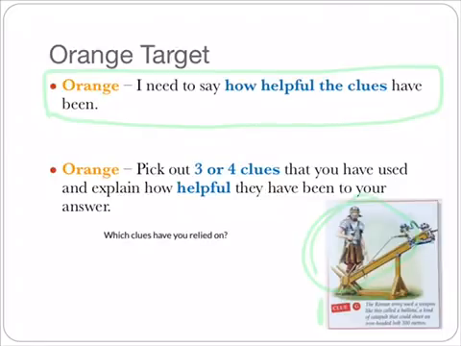Which clues have you relied on? And you might want to use a couple of the ones that you've really relied on to get your answer right. Then you might want to use some that maybe you haven't relied on and say why they aren't as important. Okay, so try it for 3 or 4 clues at the end for orange.